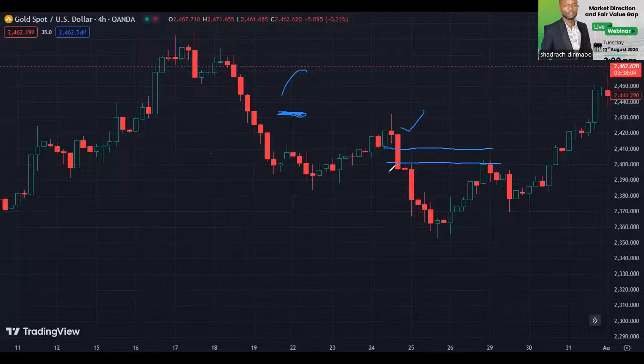Now, since we have seen this valid fair value gap, the rule is to wait for the market to retest, to come into the gap, and take a sell trade. Simple. Is that okay? Now this gap was created here. All right. Now the market dropped and came into the gap again. Do you see that? And then dropped for a sell.